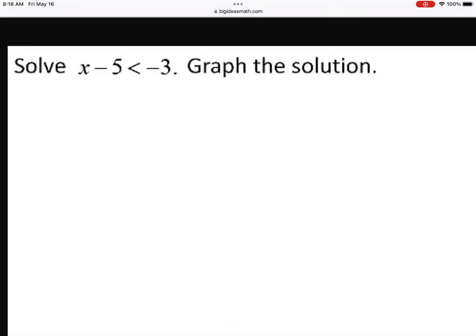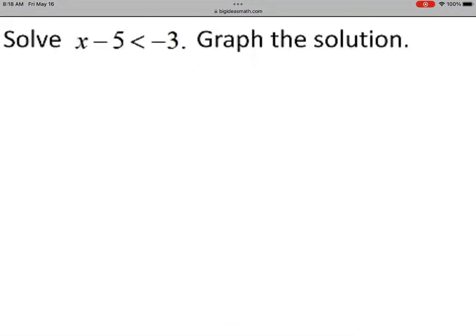Solve x minus 5 is less than negative 3. Graph the solution. First write the inequality. x minus 5 is less than negative 3.